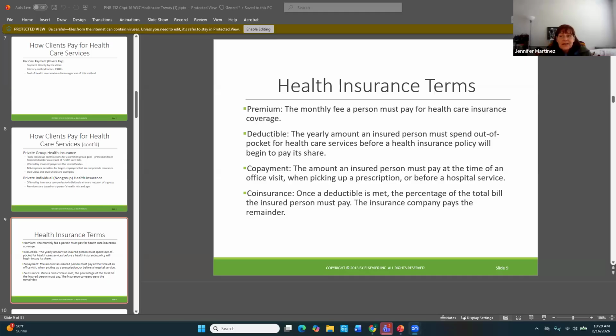Your deductible is the yearly amount that you must spend out of pocket for healthcare costs before your health insurance policy will begin to pay its share. So again, this is something you want to look at. You may see, oh, my premium's only $50 a month, that's really good, I can afford that. But if your deductible is $10,000 a year, then that $50 a month really isn't going to be a good benefit for you. So you have to look at your deductible.